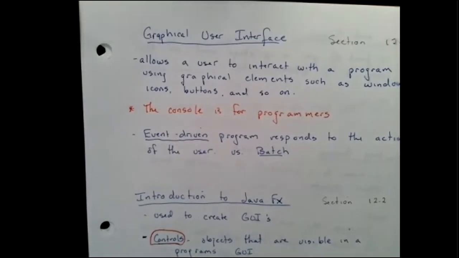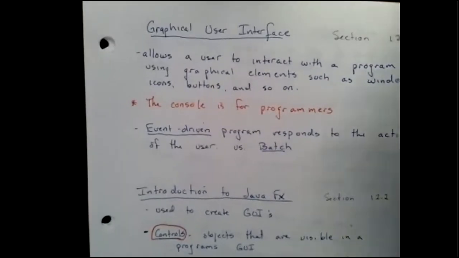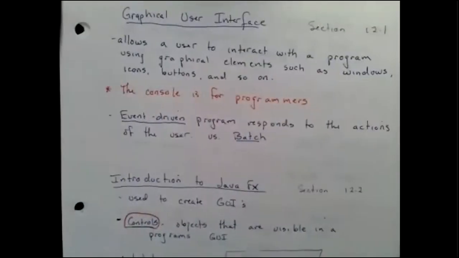So we're going to get into chapter 12. We're going to hit section 12.1 today. And we're going to just keep rolling in 12 until we get there. So what is a GUI? It's where the user is able to enter things kind of in any order they want.